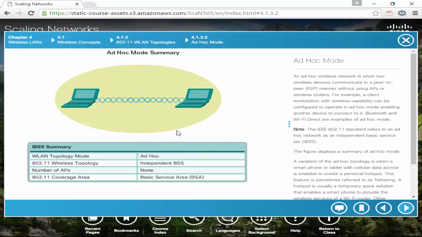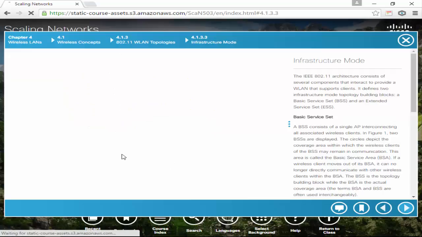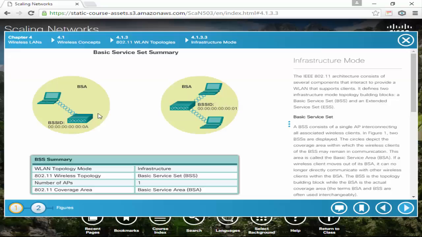So more about ad hoc. Independent BSS, which they haven't went over yet, but that means a basic service set. Number of access points, none, because it's just your wireless NIC in your computer saying you can do it, that you're doing that. A very small coverage area. Infrastructure mode, infinite amount of access points. I guess in just a basic service set there's one. When we go to an extended service set, there's going to be more, right?